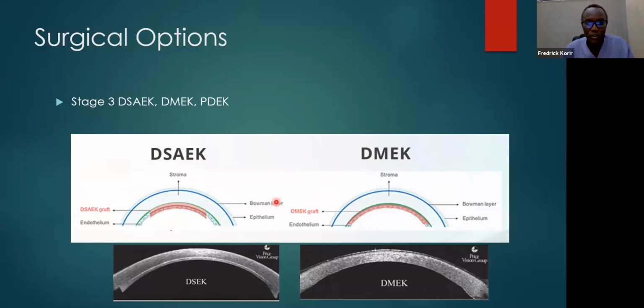There's also an in-between called PDEK, which is pre-Descemet's endothelial keratoplasty. I think this came after, if you remember, Dua's layer. I think it's at the Dua's layer where they peel off the endothelium using a bubble technique. Anyway, just know that there's endothelial keratoplasty. The easiest for most patients would be a DSEK.